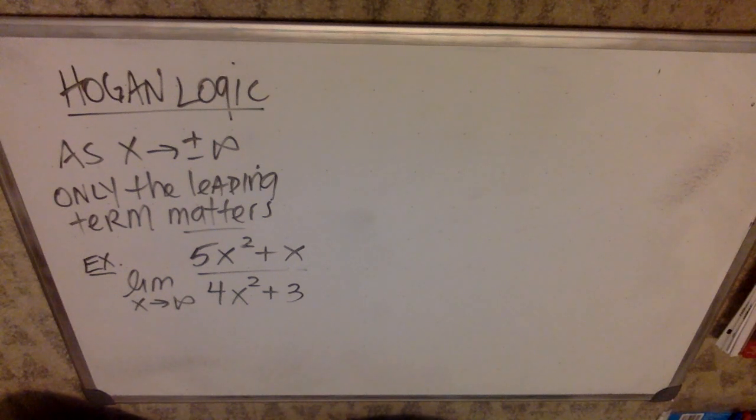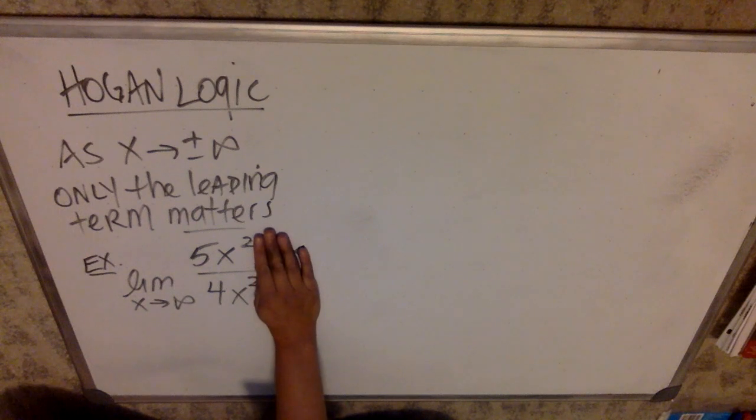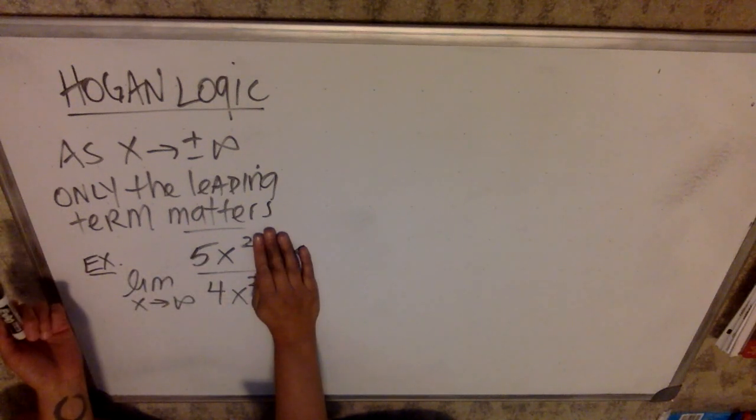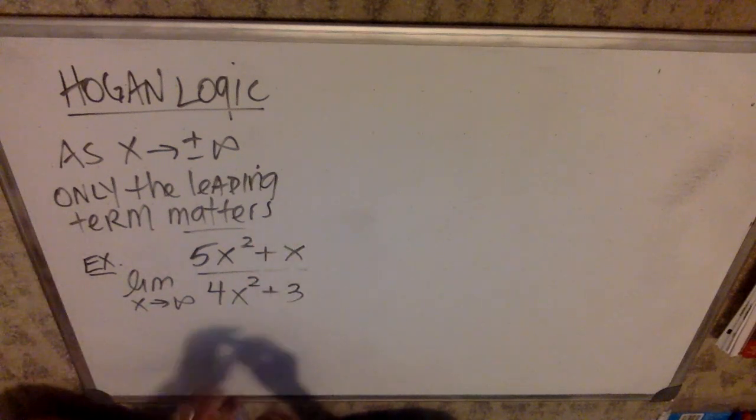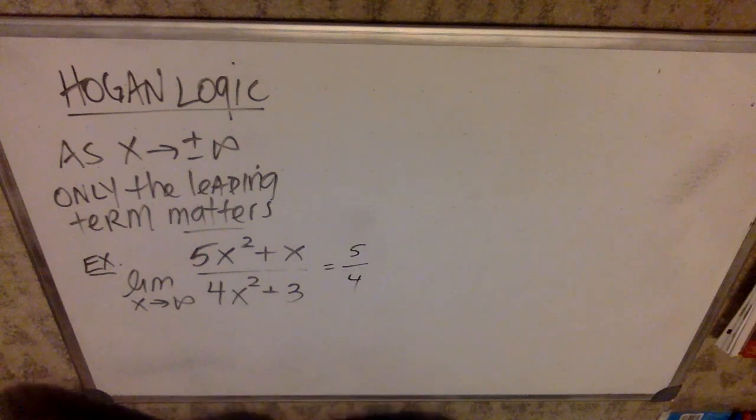So if we use that logic, this is going to jive with the thing I told you was previous knowledge in Algebra 2. Let's pretend these don't exist. Well, if these don't exist, wouldn't these x squareds cancel and I would just get a 5 over 4? Well, that's the correct answer. We've seen that. If the degrees are the same, the leading coefficients are my answer, right?